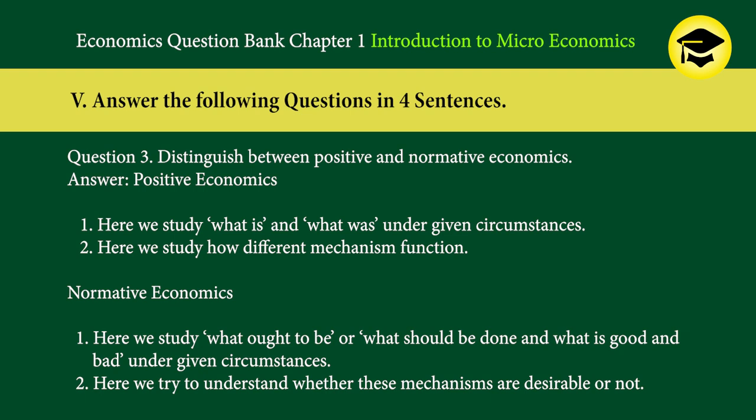Answer. Positive economics. Here we study what is and what was under given circumstances. Here we study how different mechanisms function. Normative economics. Here we study what ought to be or what should be done and what is good and bad under given circumstances. Here we try to understand whether these mechanisms are desirable or not.